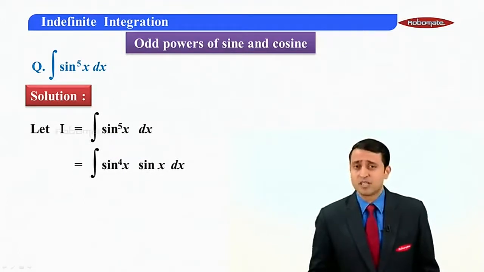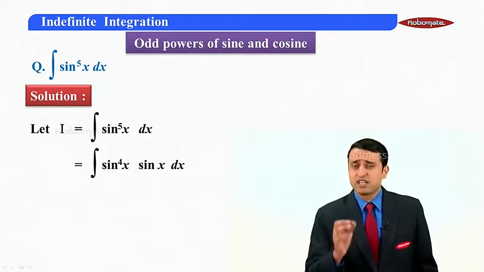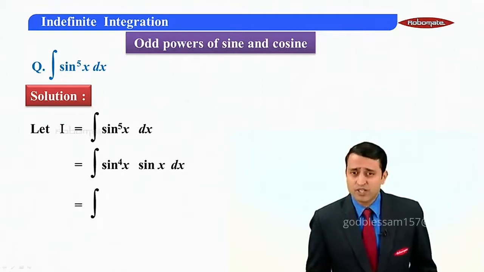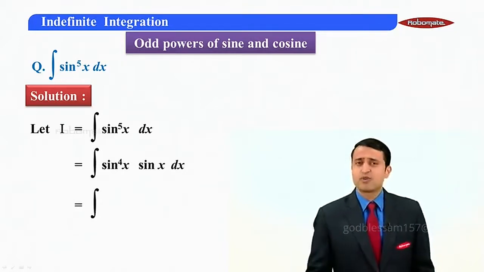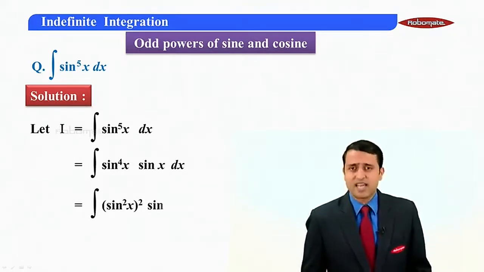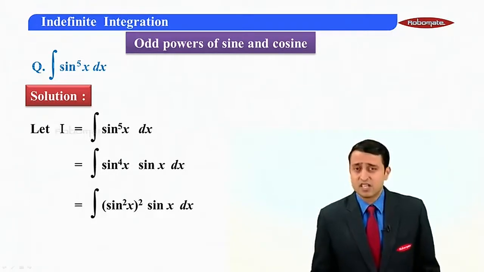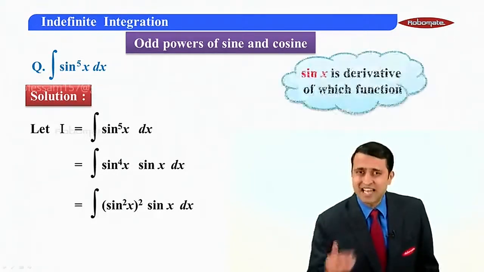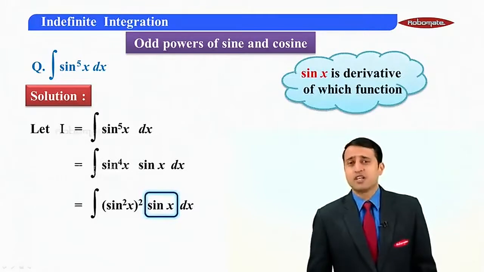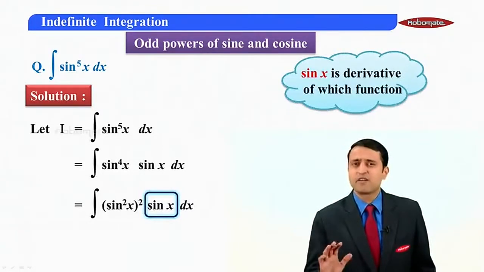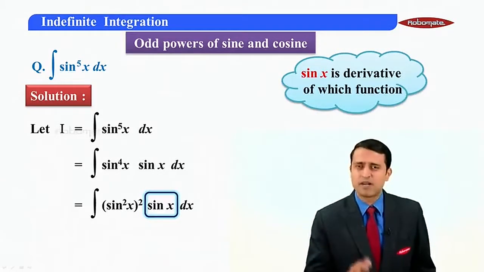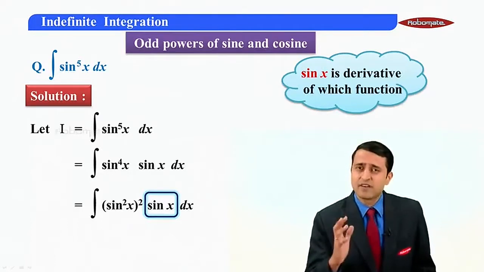Now my dear students, the method after this is to ask: sine x is the derivative of which function? Sine raised to 4 is sine square x the whole square, and sine x is there as it is. Now we know that sine x is nothing but the derivative of cos, ignoring the minus sign. Sine x is the derivative of cos.